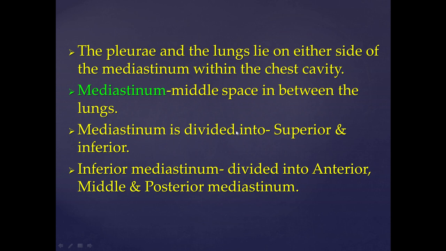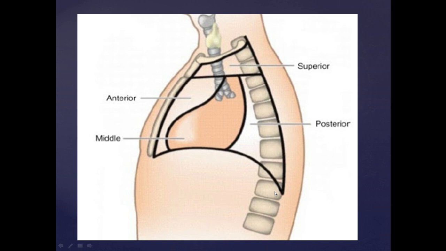Mediastinum is divided into two parts, superior and inferior. Inferior mediastinum is further subdivided into anterior, middle and posterior mediastinum. So let's have a look. What is a mediastinum? This is the middle space in the thoracic region, and it is divided into superior part and the inferior part. The inferior part is further subdivided into anterior, middle and posterior.